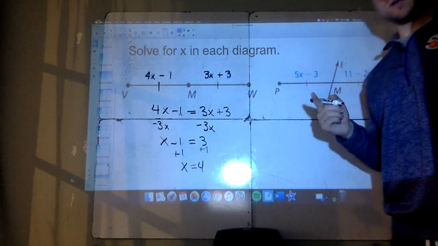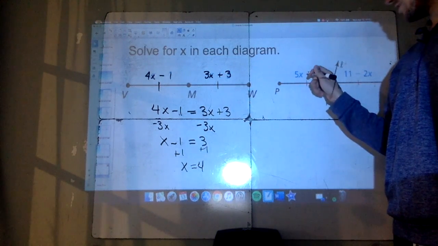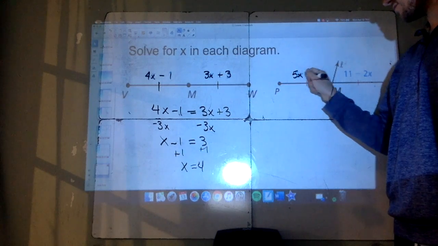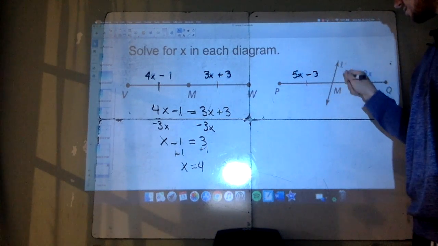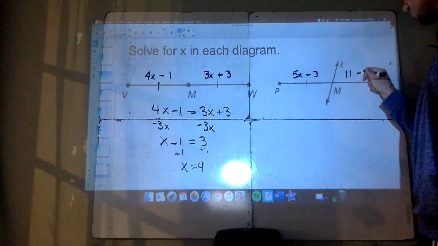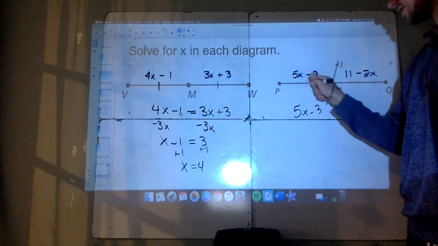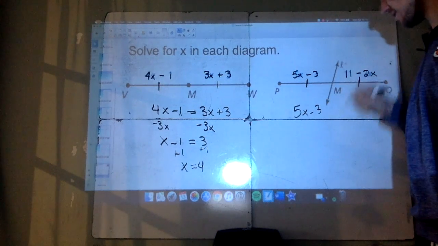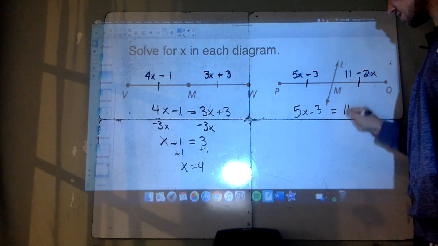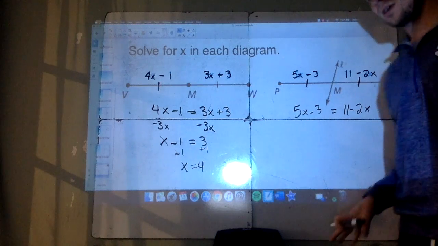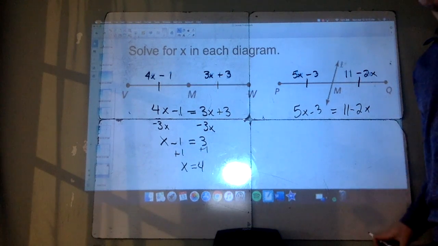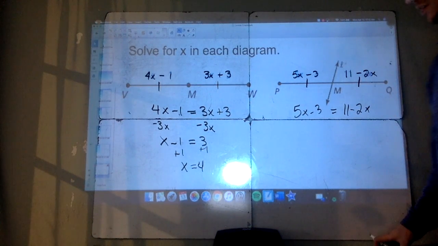So on our second one, to set up the equation, we know this is 5x minus 3, 11 minus 2x. So our equation here would be 5x minus 3, and this tells us they're equal, 11 minus 2x. So pause the video and try to solve for x in this diagram. Unpause when you're ready.